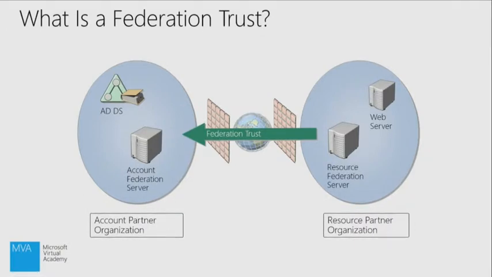It is one way by default. And in terms of the diagram, an interesting little pointer: in any diagrams where you see trusts involved, the arrows point to where the accounts are. The resource partner is trusting in that direction the account partner.